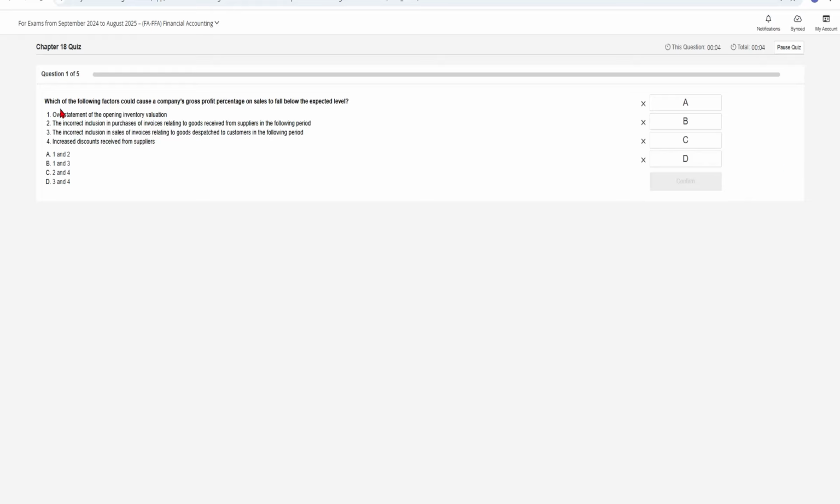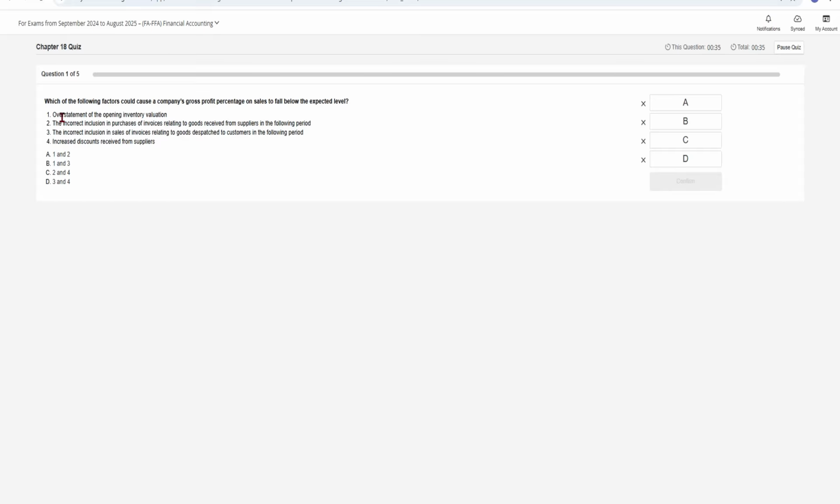So the first question is, which one of the following factors could cause the company's gross profit percentage on sales to fall below the expected level? So do you remember the gross profit margin formula? It's gross profit divided by sales. So if the upper part of the ratio is increasing, in that case our whole ratio will increase. But if the lower part of the ratio is increasing, in that case the whole ratio will decrease, and the same will be for vice versa.